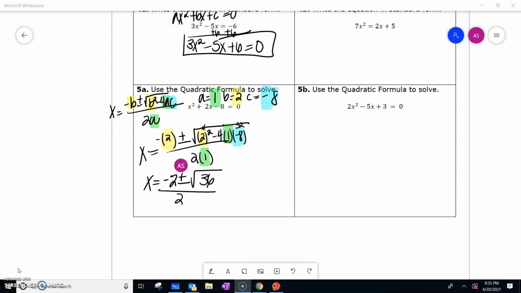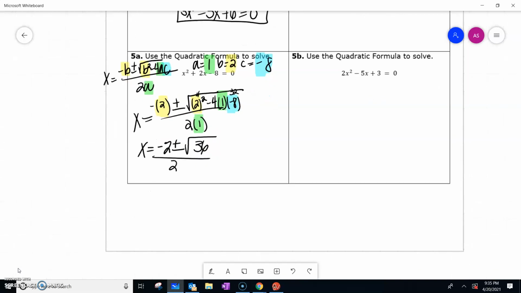Okay. So I'm going to continue to simplify this down. When you look at this, you should be able to see like, hey, this 36 is a perfect square. The square root of 36 is 6. So I'm going to have x equals -2 plus and minus 6 over 2. Then my last part, I have to consider both solutions. Remember, a quadratic can have up to 2 solutions.